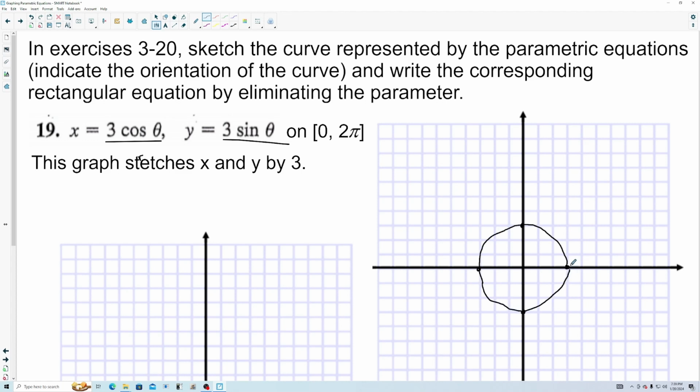This is a circle also because x is cosine, y is sine. I'm trying to draw a circle here best I can. And then now we want to get rid of the parameter. We could write x over 3 is equal to cosine of theta, and y over 3 is equal to sine of theta by using these two equations here. And same thing, cosine squared plus sine squared equals 1. So x squared over 9 plus y squared over 9 is equal to 1. But we don't leave circles like this. We write x squared plus y squared is equal to 9. This is actually the radius squared, and the radius is 3.